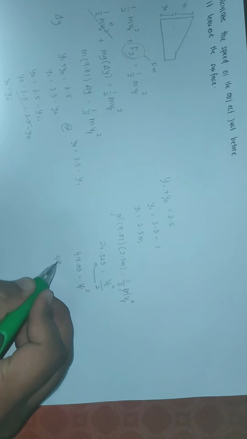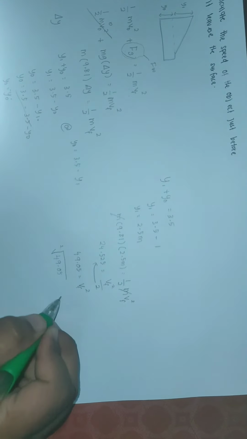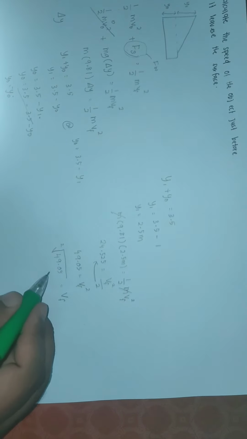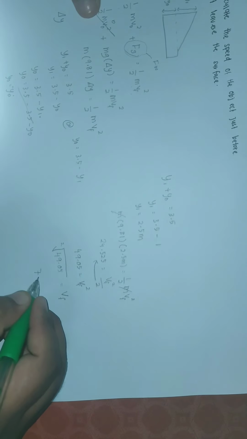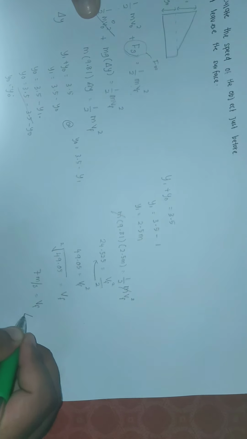So we just take the square root of 49.05 to get the final velocity. Using the calculator, we get 7 meters per second for v final. This is the speed before the object leaves the surface.